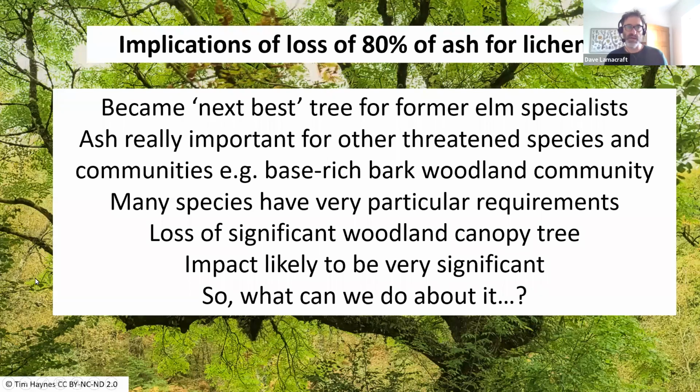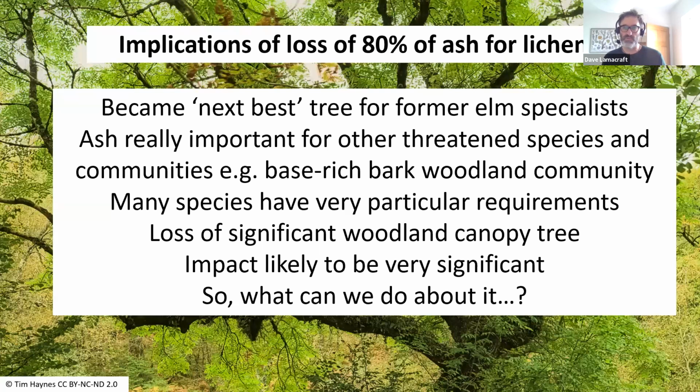So, the estimates were around 80% loss of ash across Britain. So what are the implications of that loss of ash for lichens? Well, I think perhaps, I was going to say most significant, it's probably not most significant, but it's up there. So it became the next best tree for a lot of these former elm specialists. So these elm specialist species were already under the cosh from the loss of elm, and now they're coming under another cosh for the loss of ash.